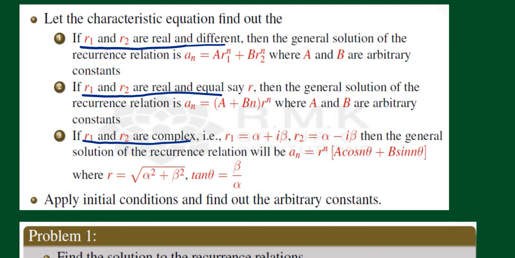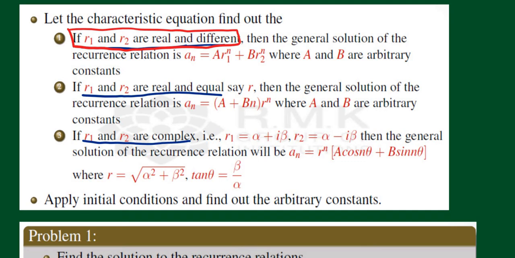For each case you have to apply the solution idea of the homogeneous equation. If r1 and r2 are real and different, the solution of the given recurrence relation is a n equals a into r1 power n plus b into r2 power n, where a, b are arbitrary constants. Here we are raising the roots r1, r2 to the power n, and multiplying by the arbitrary constants a, b.